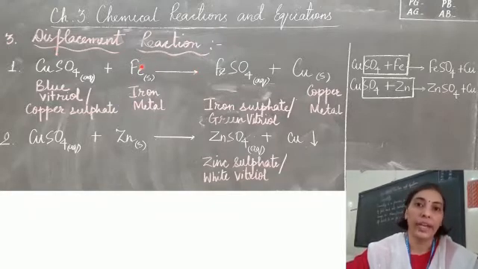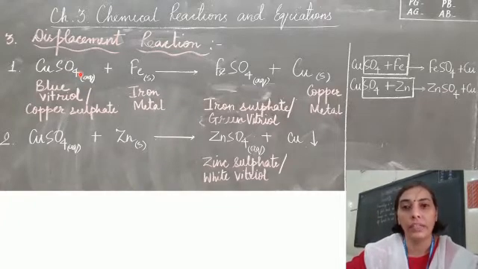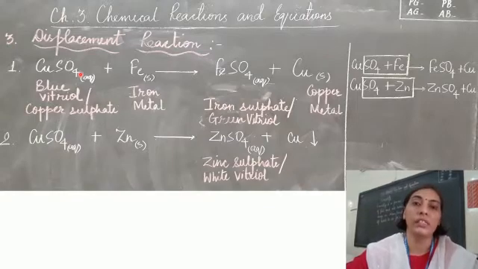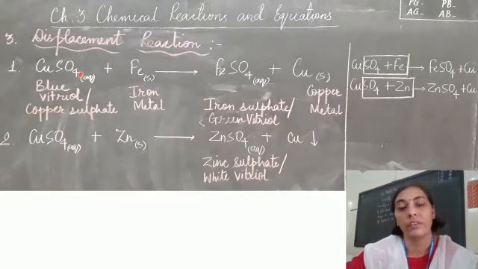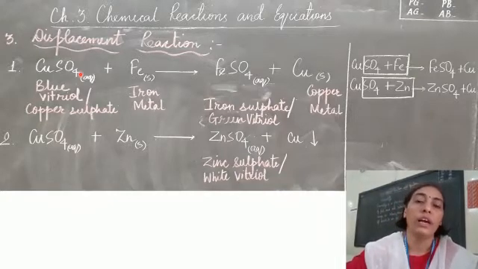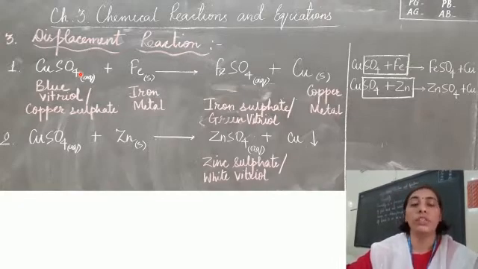Iron, which is more reactive than copper, has displaced copper from the copper sulfate solution. There is a series of metals, and it is called the reactivity series. In the reactivity series, we arrange the various metals in the decreasing order of reactivity. That is, on the top will be the most reactive, and at the bottom we will have the least reactive metals. So this series in which the metals have been arranged is called the reactivity series.